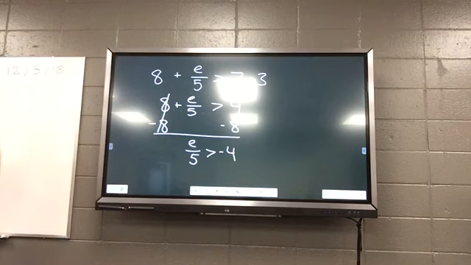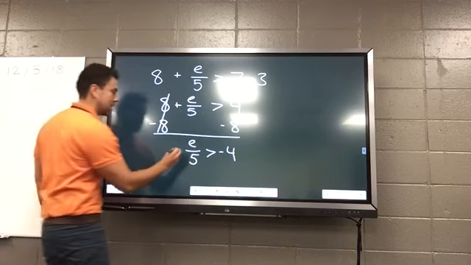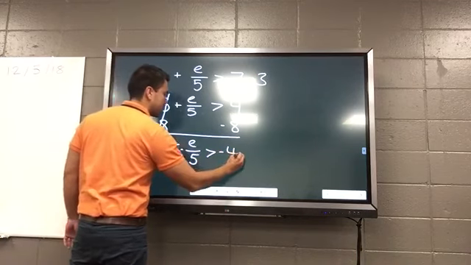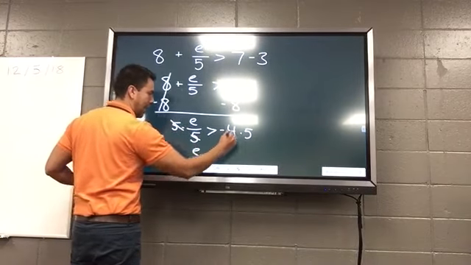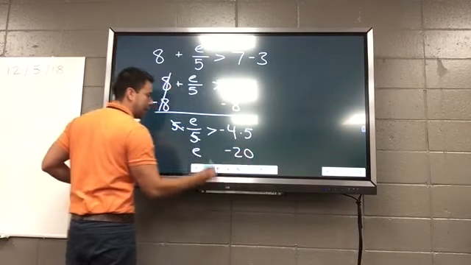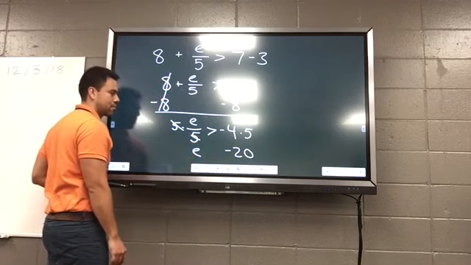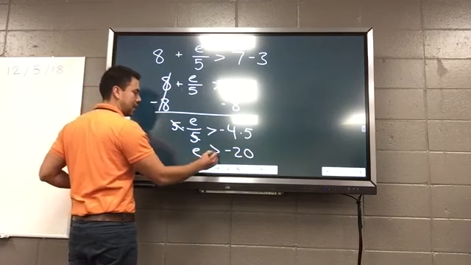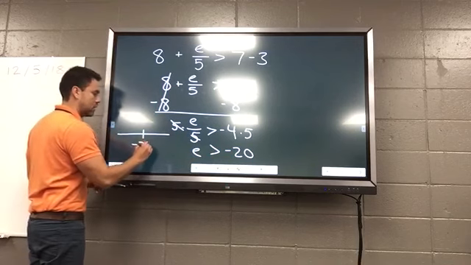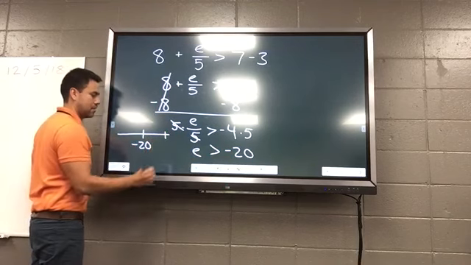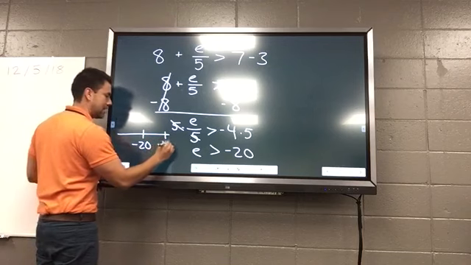What do you do to both sides here to get E all by itself? Multiply. Yes, ma'am? Multiply by 5. Multiply both sides by 5. And you're left with E and -20. And what symbol? Greater than. It did not switch. It didn't switch at all. -20. What number goes on the right? -19. Does it?